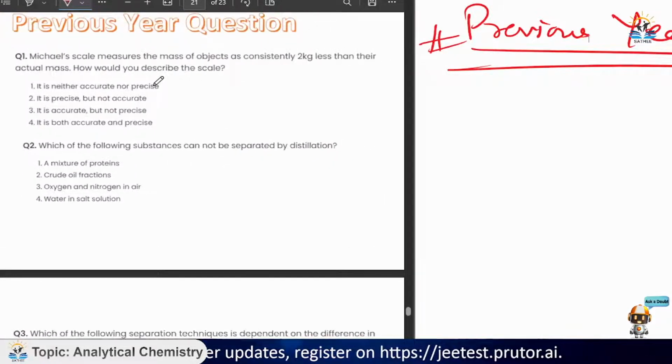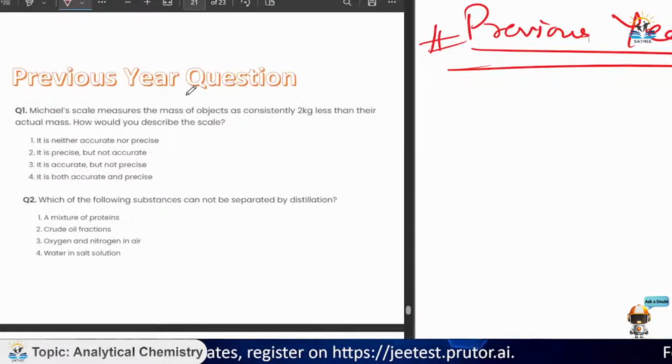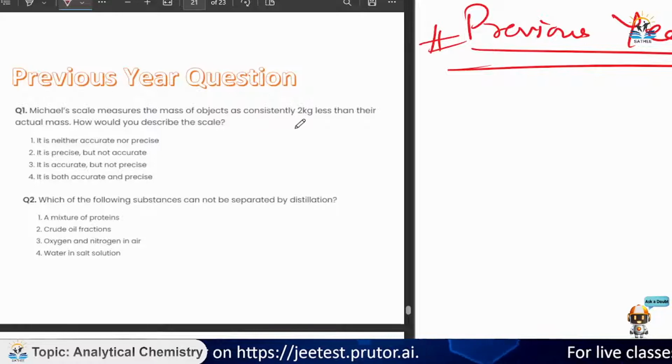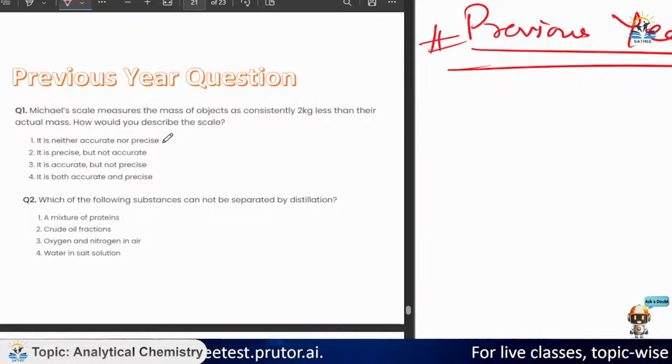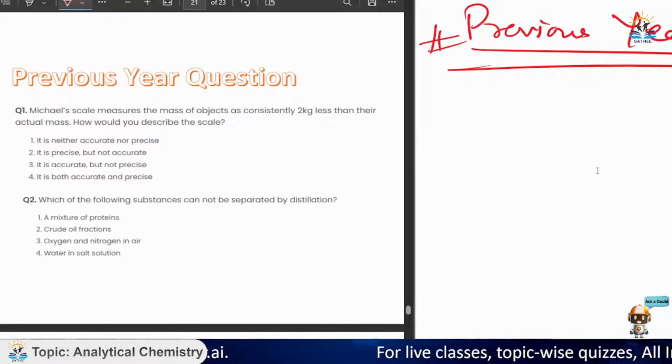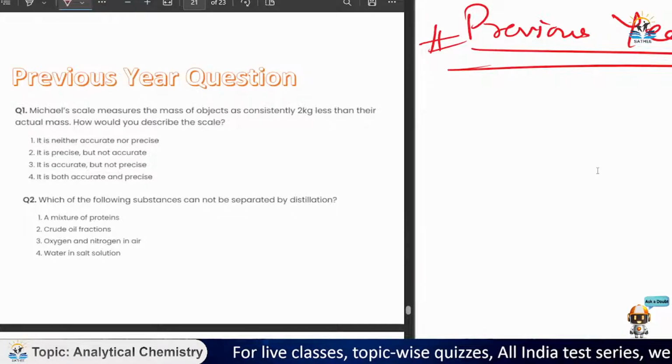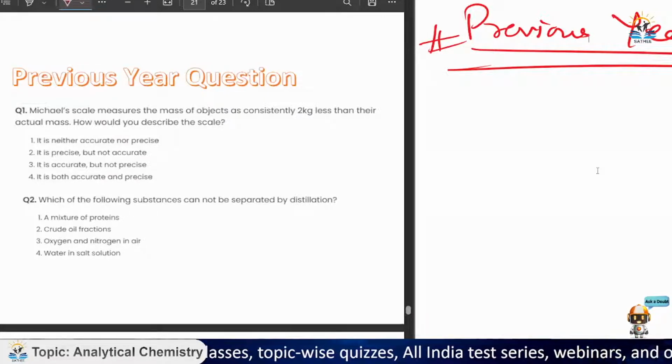Okay, it was visible. Now, question number 1 says that Michel's scale measures the mass of an object as consistently 2 kg less than their actual mass. How would you describe the scale? So it is saying that there is a defect in the scale instrument that Michel is using. How do you describe the scale?